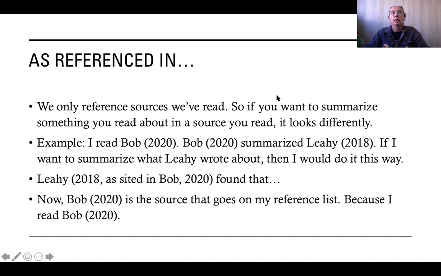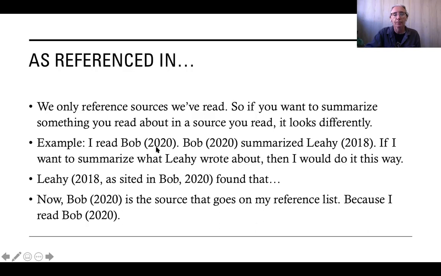Now, some students read a source, and within that source, the author that they're reading references someone else. And a lot of students have questions about, if I want to reference that someone else, how would I do that? This is what we call referenced in. We only want to reference sources that we've actually read. So if you want to summarize something you read about in a source you read, it looks a little bit different. So here's an example.